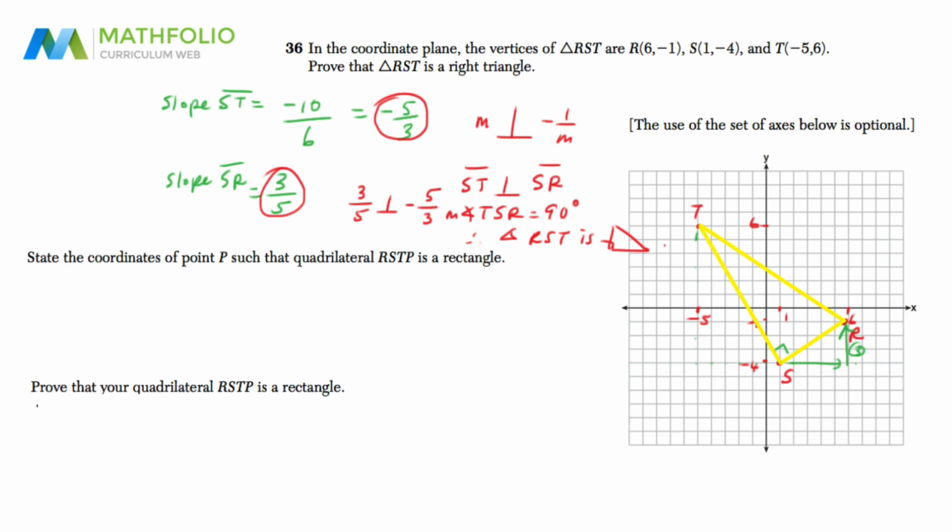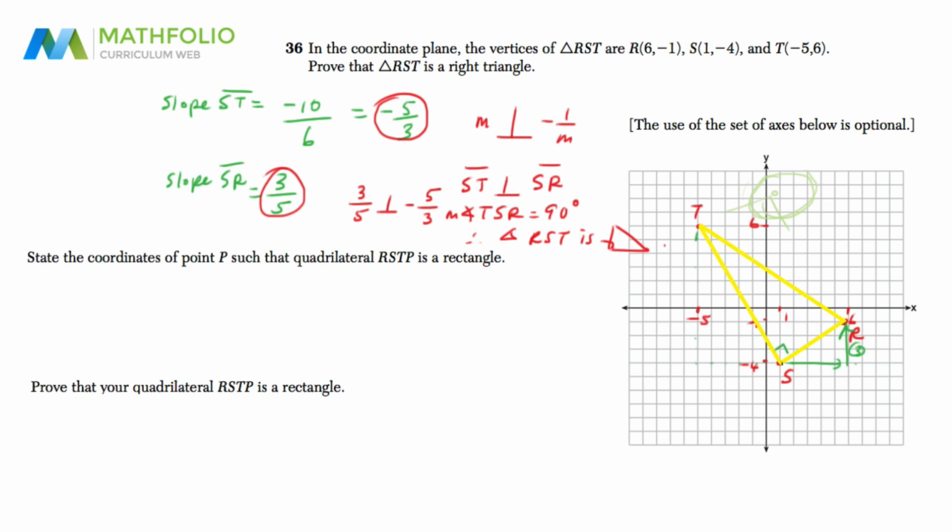Okay, next it says state the coordinates of point P such that quadrilateral RSTP, so R to S to T to P, so P is going to be somewhere, let's do this very faintly, P has to be somewhere over here, something that's going to make this into a rectangle. So how can we do this? Well, I'm going to go to this very, very light blue pen and watch what happened. So it wants us to state those coordinates.